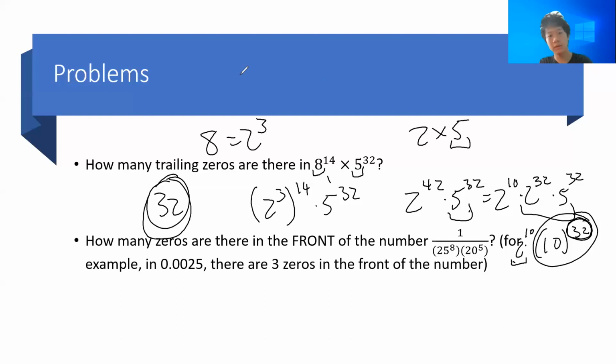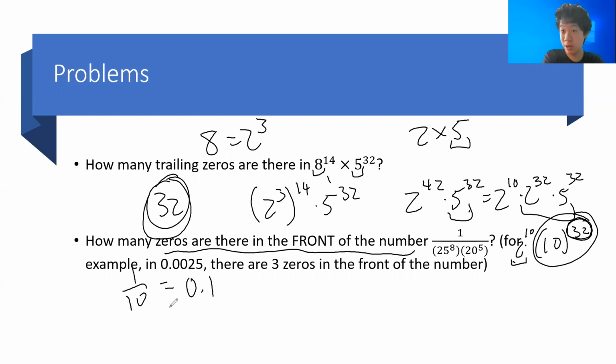Okay, so let me explain the last one. How many zeros are there in front of this number? Well, if you think about it, this is just the reverse of what we're doing with trailing zeros, right? Because for 1/10, 0.1, that's 1 zero. 1 over 100, 0.01, 2 zeros. Okay, so for every power of 10 we have in the denominator, that's 1 extra 0 in front of the number. Okay?